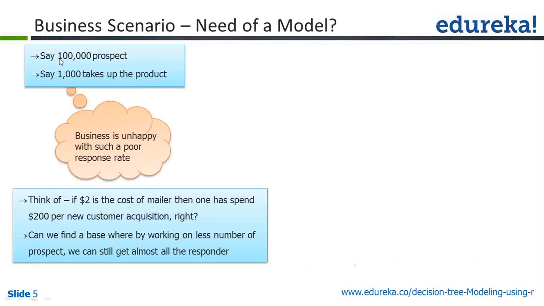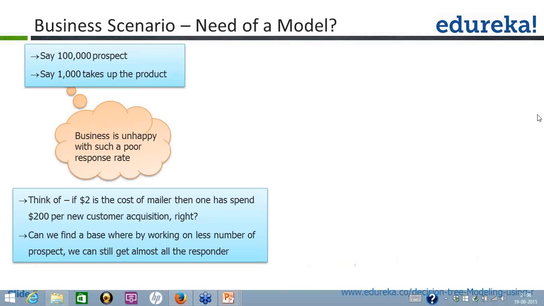Because your total cost is how much? $200,000, correct? $2 per person, so $200,000. And how many took the product? Only 1,000. So $200,000 divided by 1,000, how much is it coming to? $200 per customer, correct?